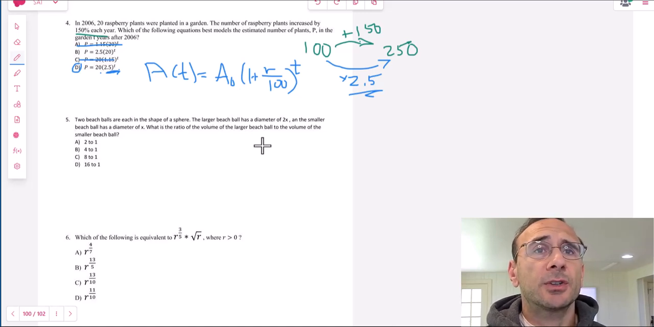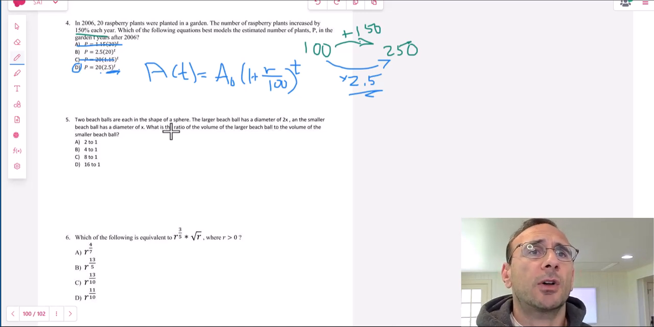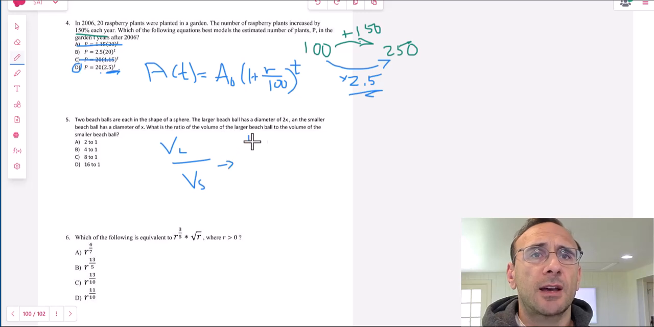Talking about spheres, the large has a diameter of 2x, the smaller has a diameter of x. What's the ratio of the volume of the larger to the volume of the smaller? So we're trying to figure out this ratio. Spheres have a volume of 4/3 pi r cubed.